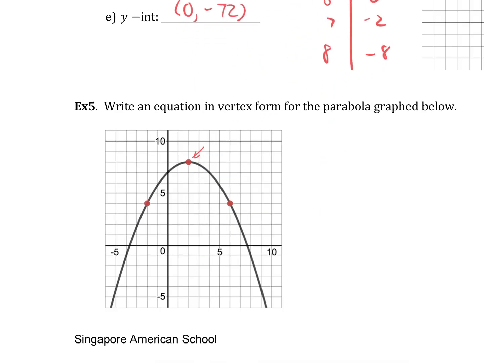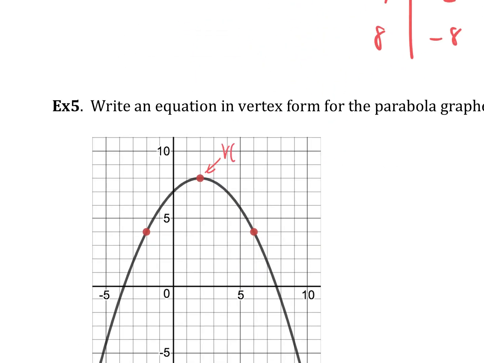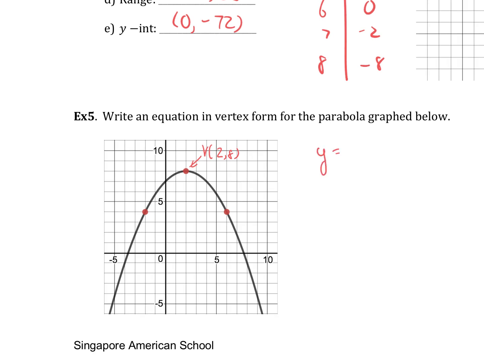All right, so here I'm going to get the vertex, and the vertex is at, what is that, (2, 8). And then I have to look at how big the thing grows. Right now I know I have y equals a times (x minus 2) squared plus 8. That much is done. If I really wanted to, I could start putting in x and y into this and solve for a. You're welcome to do that. Usually, though, I think it's pretty easy to figure out.